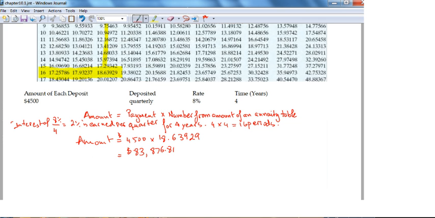So this is the amount of an annuity. If you make a deposit quarterly of 4,500 and the rate is 8% for 4 years, the amount will be 83,876.81. I hope this was helpful.